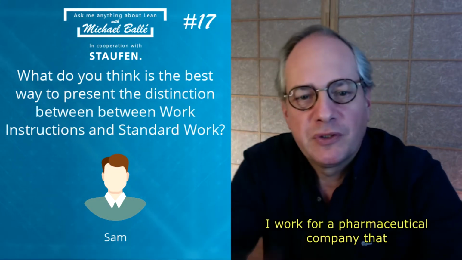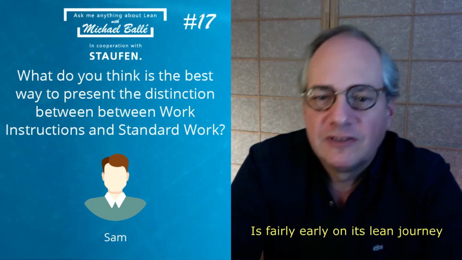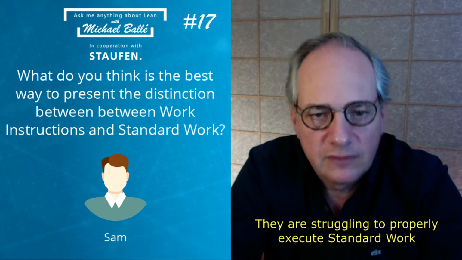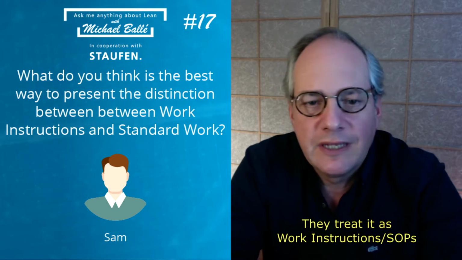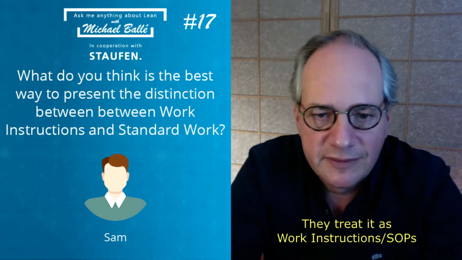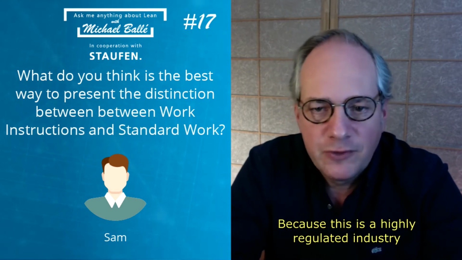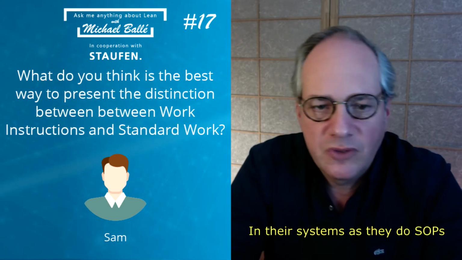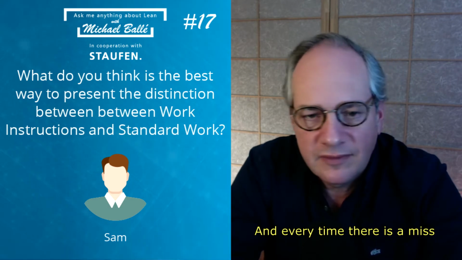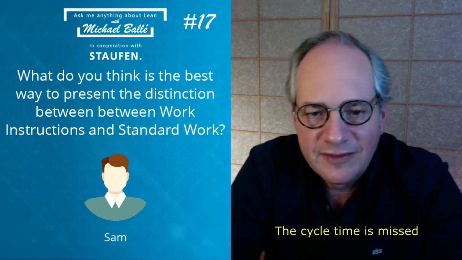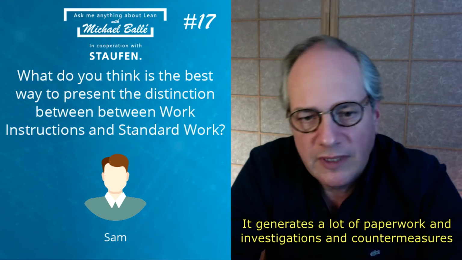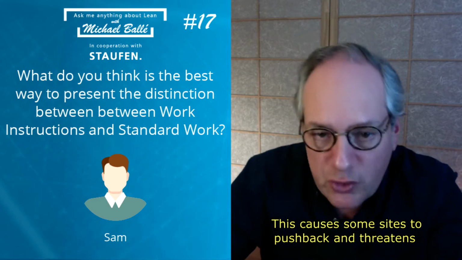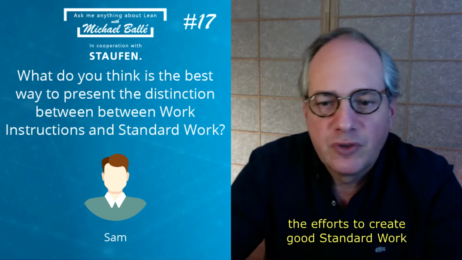I work for a pharmaceutical company that is fairly early on in its lean journey. They are struggling to properly execute standard work. Part of the challenge is that they treat it as work instructions or SOPs. Because this is a highly regulated industry, they want to put the standard worksheets in their systems as they do SOPs. And every time there is a miss, the cycle time is missed, it generates a lot of paperwork and investigations and countermeasures. This causes some sites to push back and threatens the effort to create good standard work.